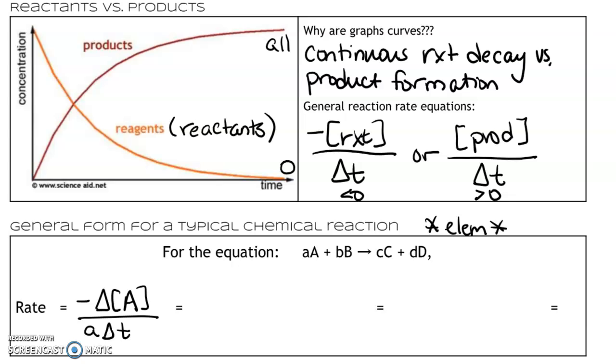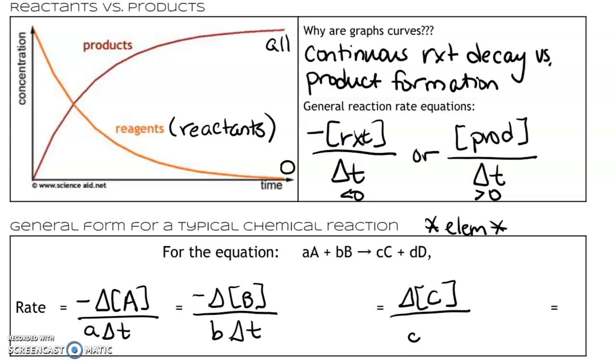Okay, that's going to be true for the change in reactant B. So again, that's a negative value. We have little b delta t on the bottom. And the main difference here is that we're going to leave the negative sign off for the concentration of C and D because those are our products. Okay, so again, the lowercase letter is the coefficient of the substance in the equation, and the capital letter is referring to the substance itself.